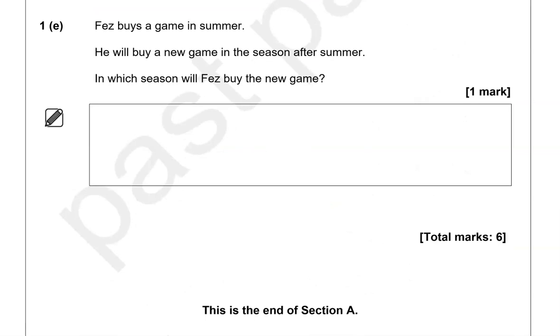Fez buys a game in summer. He'll buy a new game in the season after summer. In which season will Fez buy the new game? So the seasons go like spring, summer, autumn, and then winter. So as you can see, right after summer, we've got autumn. So autumn is the answer.